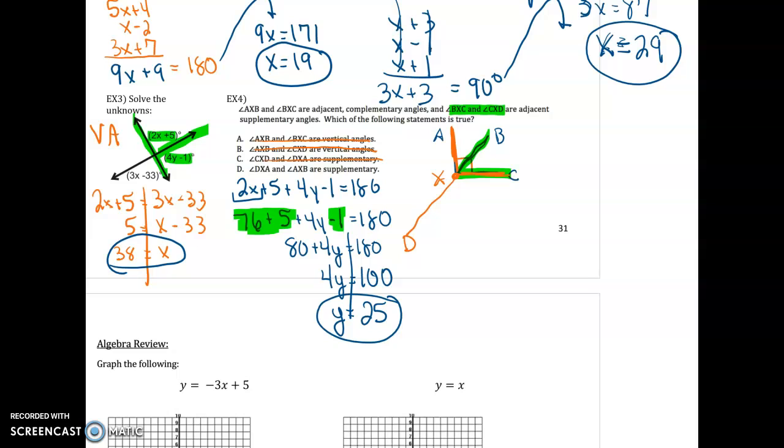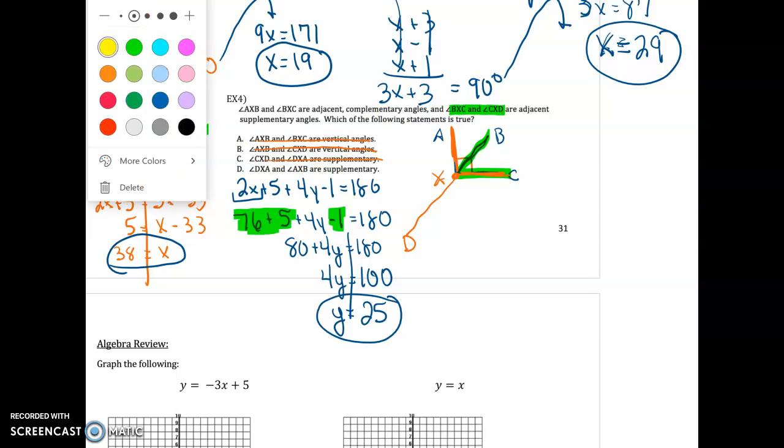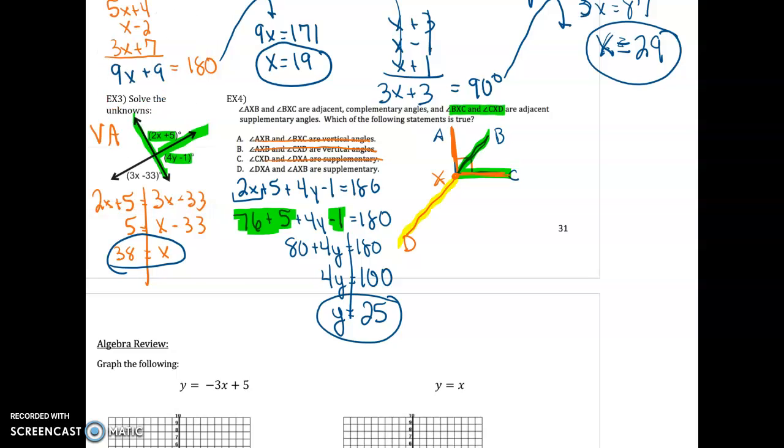And now I'm going to highlight the last one so you can probably see why this is going to be our choice. So our DXA and AXB, are they supplementary? So if you look at this yellow highlighted, yes, they are. So D is my correct answer. And that's it. Those are our notes.